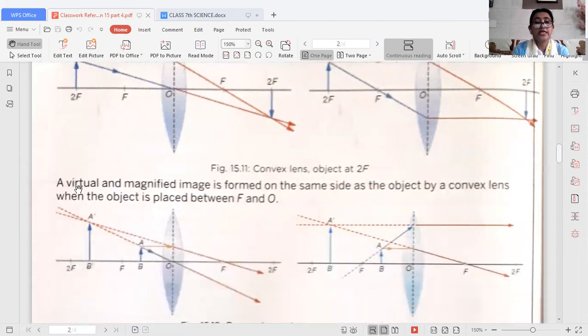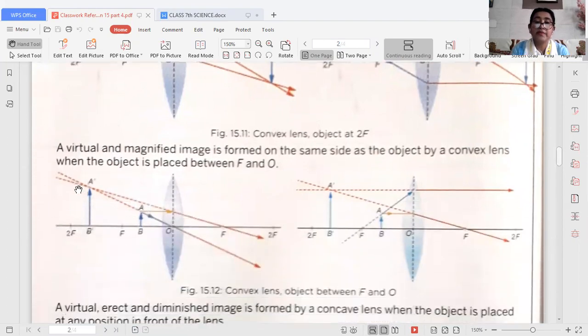Now in the second case, you can see a virtual and magnified image is formed on the same side. This is the object and this is the image. So a virtual and magnified image, you can see it is bigger than the object. It is formed on the same side as the object by a convex lens when the object is placed in between the focus and the optical center.